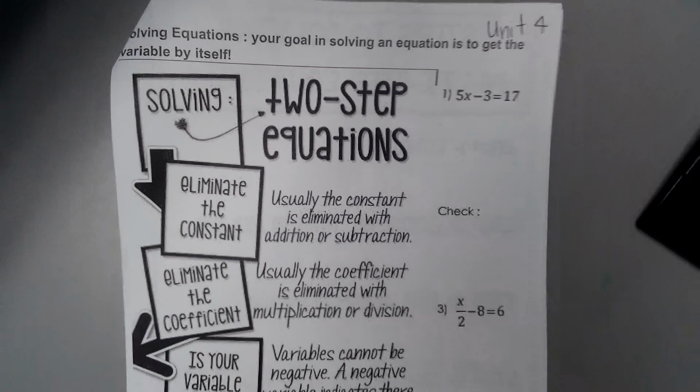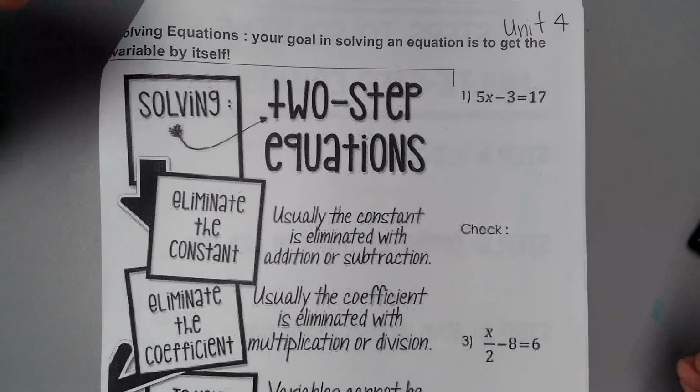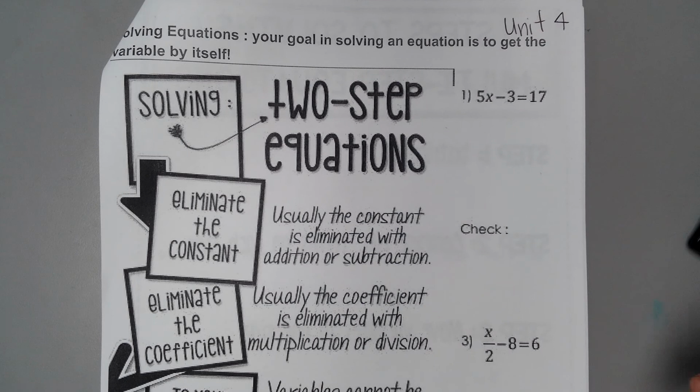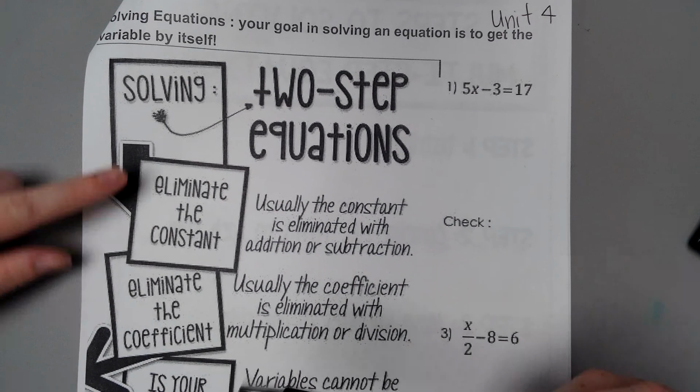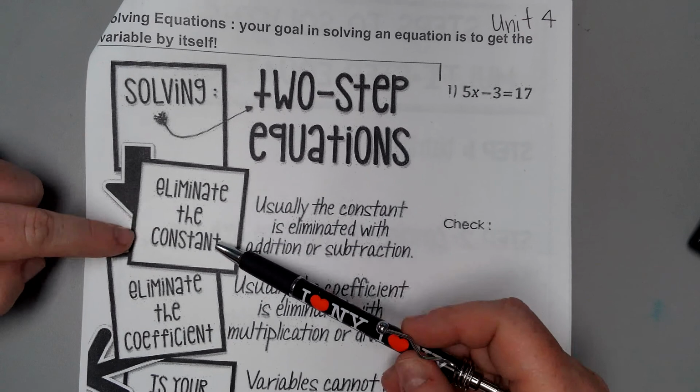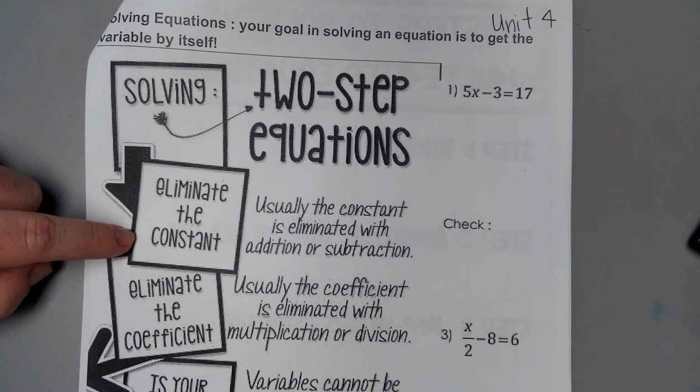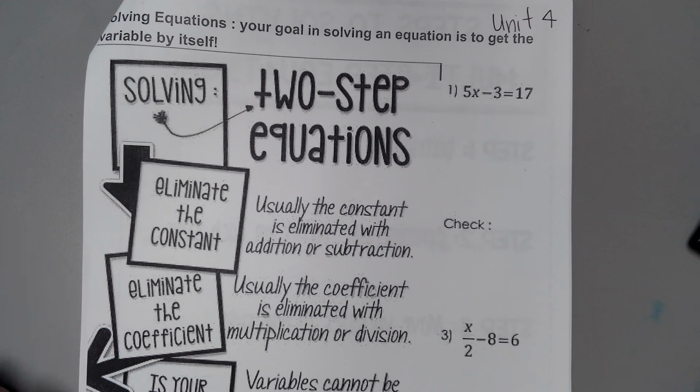Alrighty, the next set of problems will be the solving equations. So this first page starts off with our two-step equations, where to solve it we first need to eliminate the constant, eliminate the coefficient, and get your variable positive.